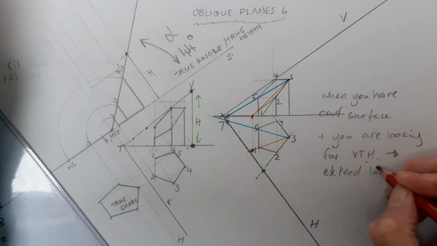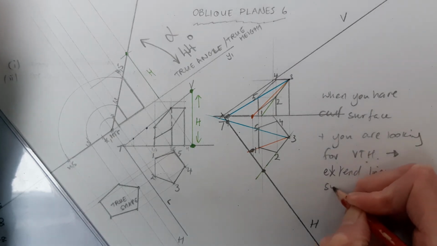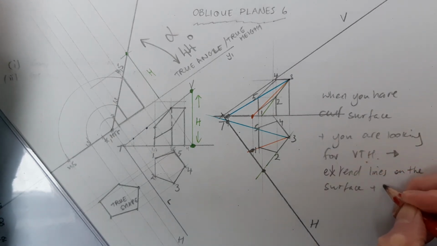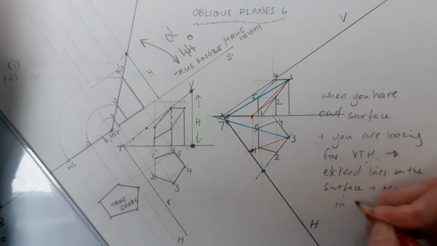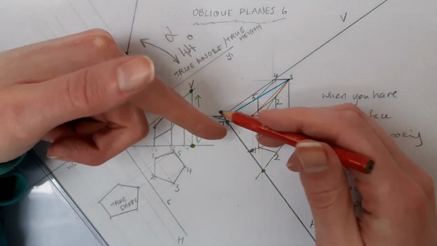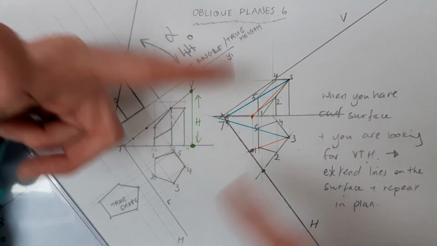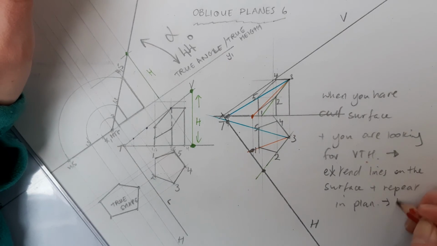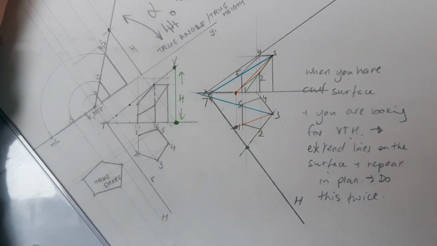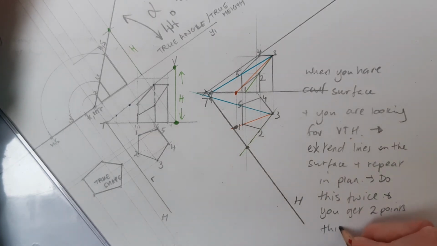Extend lines, and you need to take this down because it's not in the notes anywhere. So extend lines on the surface and repeat in plan. When I explained what lines and points and planes are, in order to draw a line, you needed 2 points on the surface or on the line in order to draw a line, so 2 at least. So you need to do this twice. When you do it twice, you get 2 points. And this is your HT.